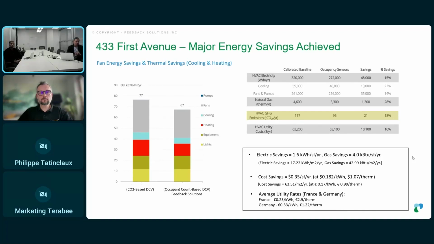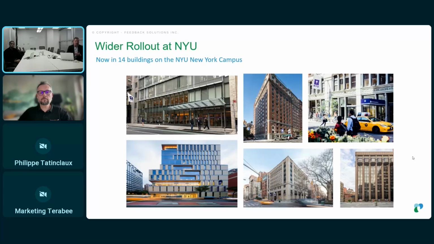And then this is very, very generalized, but if we're seeing in France and Germany anywhere from 23 euros per kilowatt hour to 33 per kilowatt hour, those payback periods are going to be very, very compelling, particularly in markets where there's incentives available from utility companies. So this drove a rollout, as I mentioned, to another. Now we're working on our 17th building, and this is a perfect story in market.